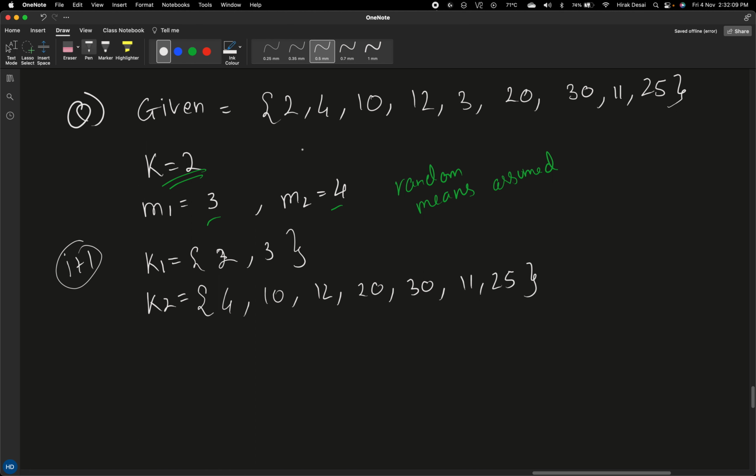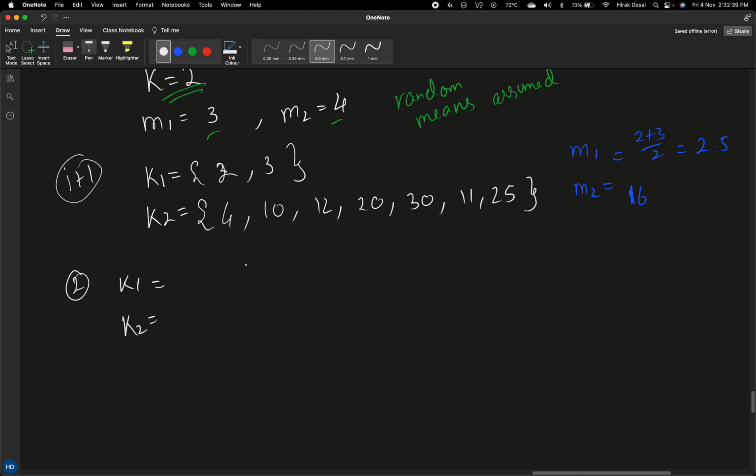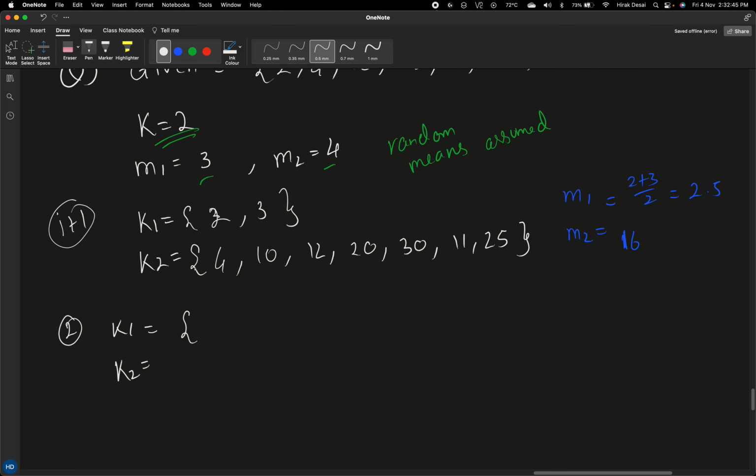Now we get the new mean 1 and mean 2. Mean 1 would be 2 plus 3 divided by 2, which is 2.5, and similarly, as I've already calculated, mean 2 would be 16. With those new values, let's move to iteration 2, where we'll form our new K1 and K2, cluster 1 and cluster 2. With 2.5, we can continue from here: the difference for 2 is 0.5, and 3 is also a part.